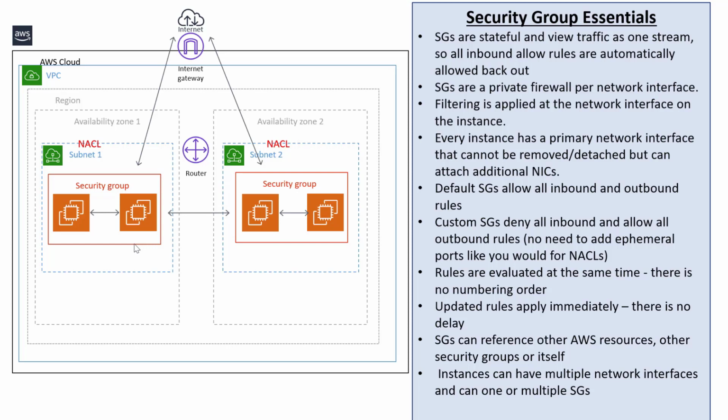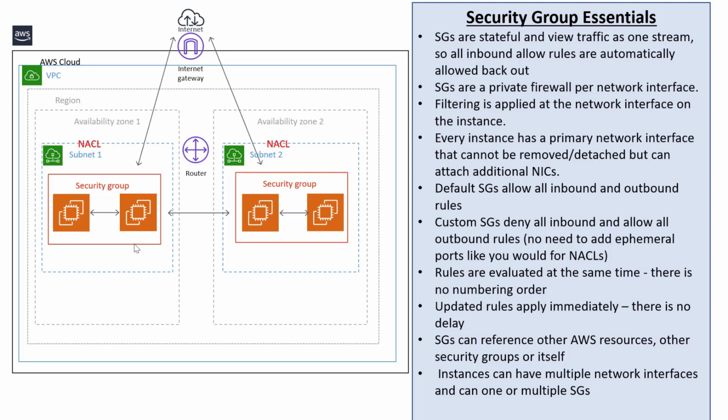You cannot use security groups to block specific IP addresses or IP ranges like NACLs can because security groups only support allow rules. But custom security groups do have an implicit deny because unless you add a rule to your inbound rules, the traffic will not be allowed in.